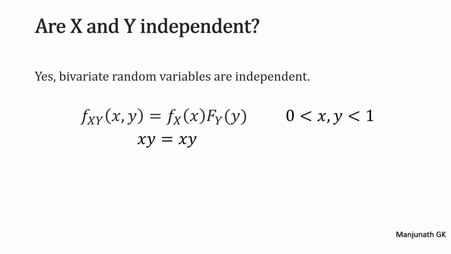Are x and y independent? Yes, bivariate random variables are independent in nature because a bivariate PDF equals a product of individual PDFs here. We have calculated the bivariate PDF as xy and the single random variables' probability density functions as x and y. This is done by considering x and y values varying from 0 to 1. So LHS equals RHS here, so we can say that the bivariate random variables are independent in nature.